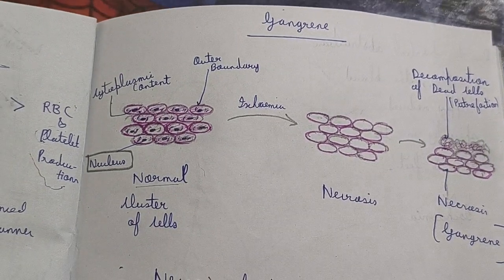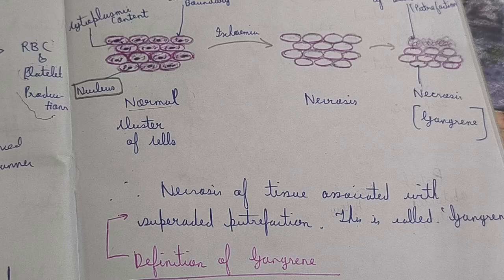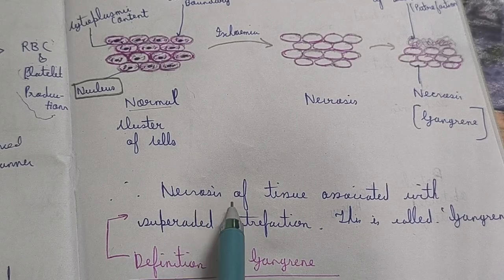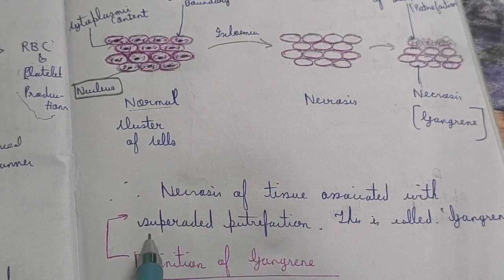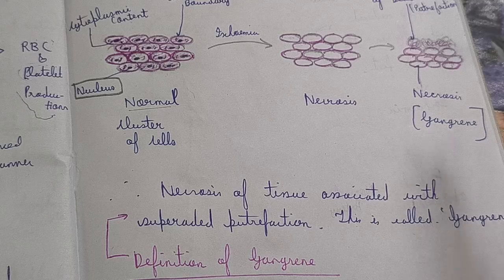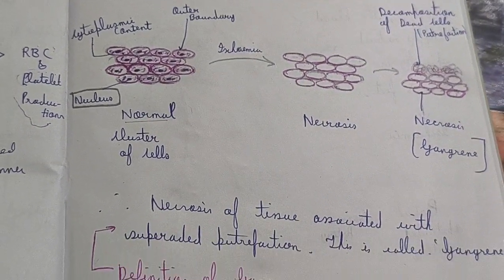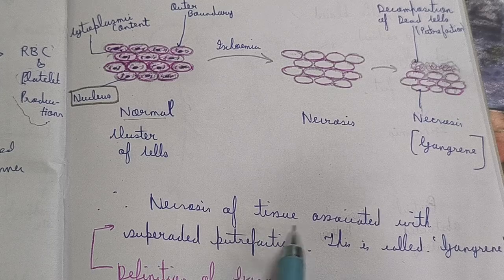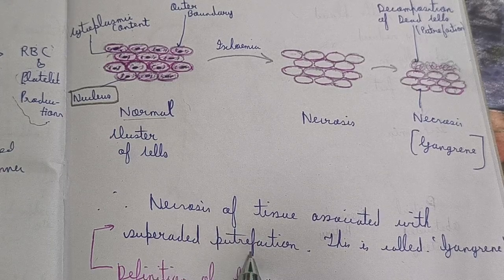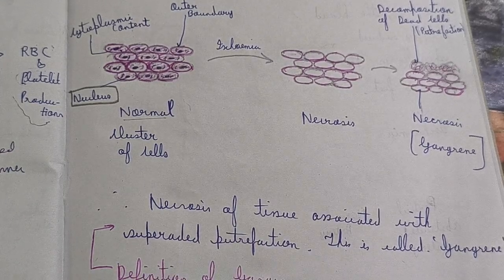Now I am going to give you the definition of gangrene. Simply, this is the definition: necrosis of tissue associated with suppurated putrefaction, basically because in the superficial layer, putrefaction occurs first. So necrosis of tissue associated with suppurated putrefaction is known as gangrene.